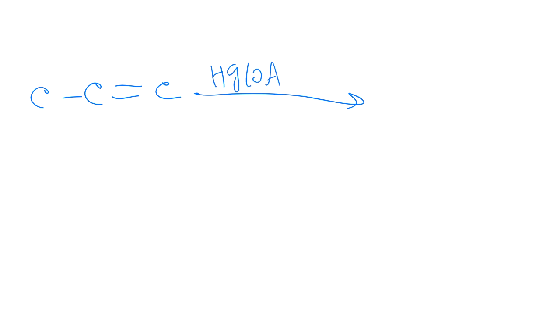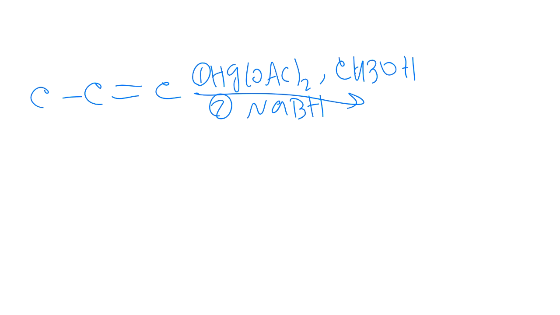So let's say you have that and you're adding Hg(OAc)2, CH3OH. That's one. And the second step is you're adding sodium borohydride. So what's the first thing that is going to happen?